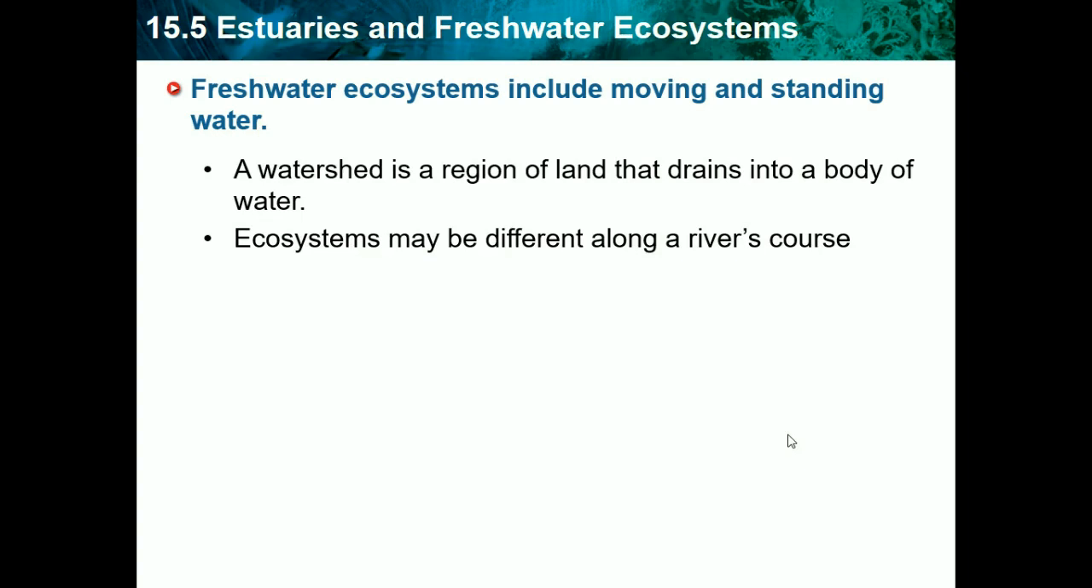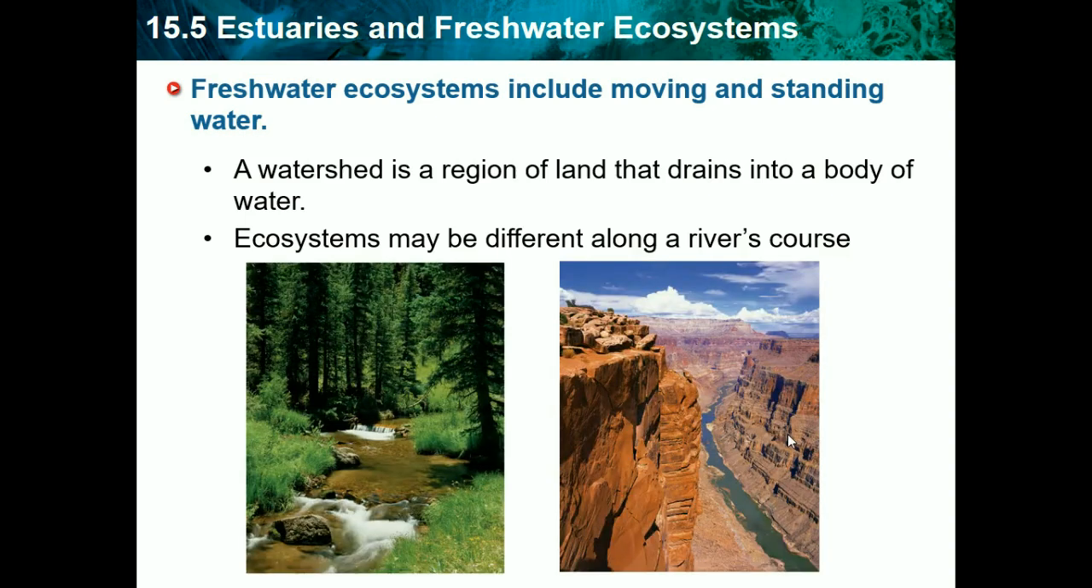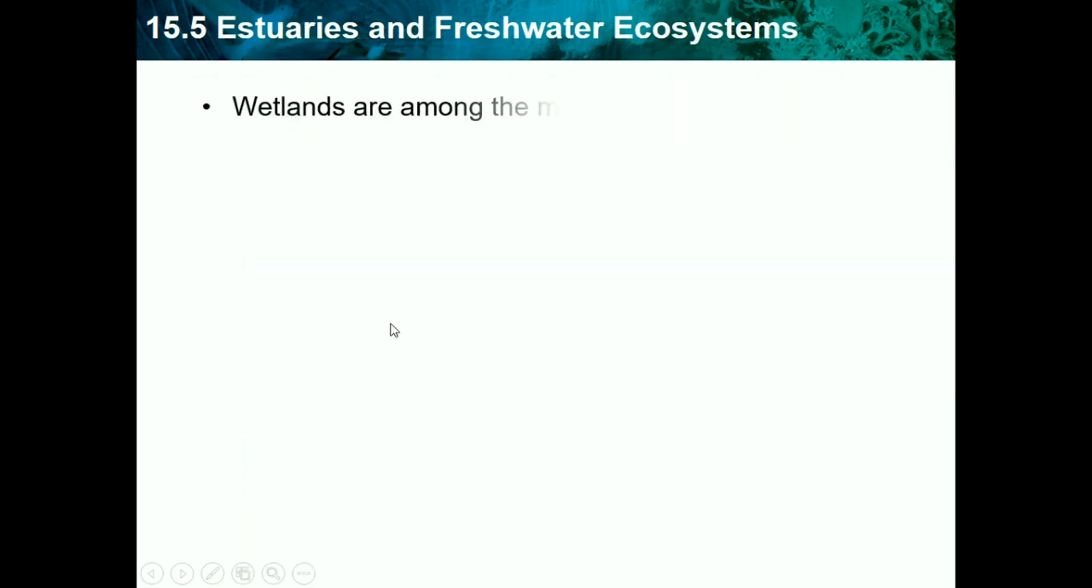Ecosystems may be different along a river's course. Depending on where it is along the river, there are going to be different structures on the sides, like different trees. It might be a jungle in one spot and a forest in another, so it's going to be all different. Like here, there's a river and a desert. Here, it can be through a forest.